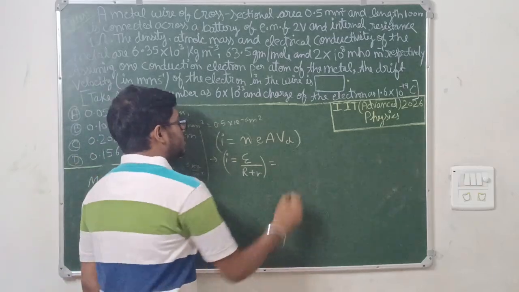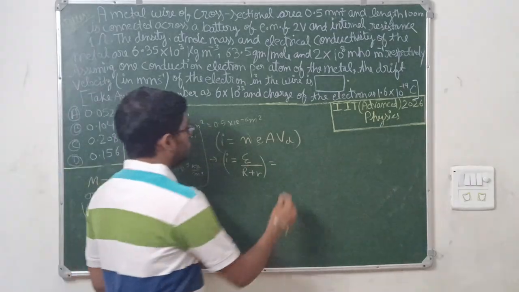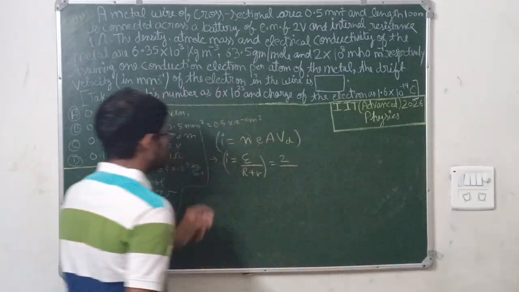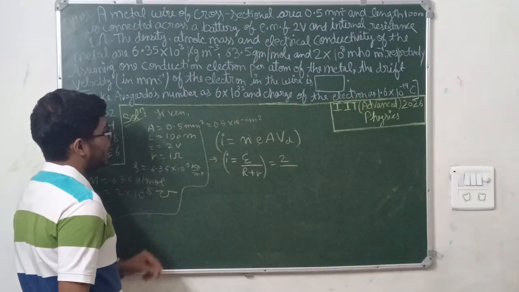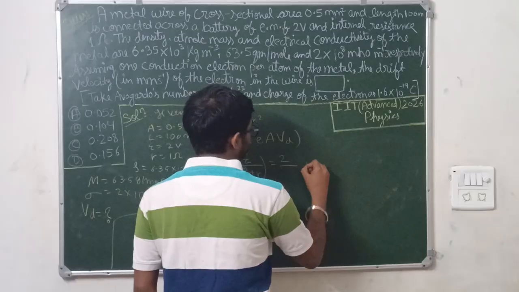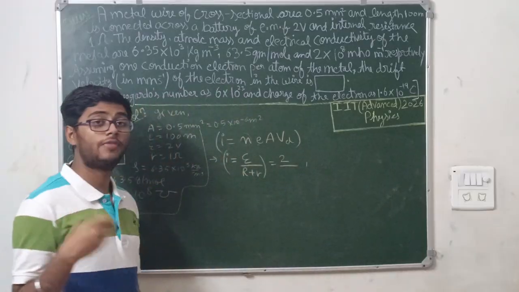Now what is the value of E? It is 2 volts. What is the value of R? The R you have to find. First of all, we would find the value of R. How would we find the value of R?